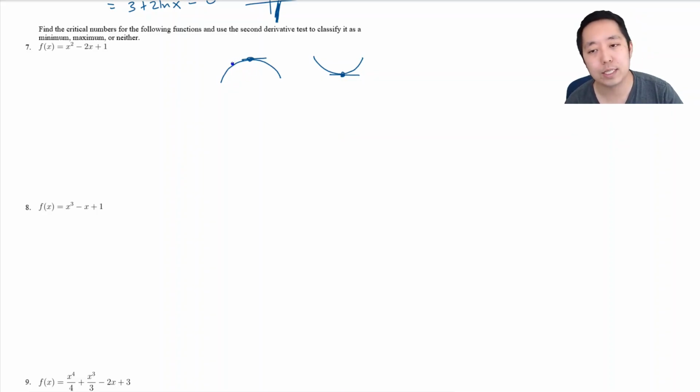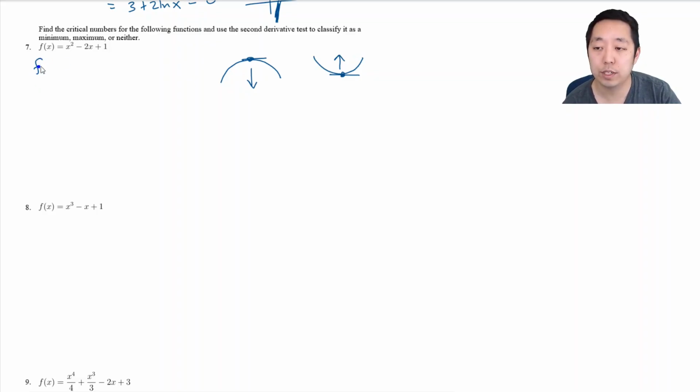But rather than doing a sign test, which is whether or not it goes from positive to negative or negative to positive, I can look at the second derivative and say, well, if it's concave down and it's a critical number, it must be a maximum. And if it's a critical number and it's concave up, then it's a minimum.